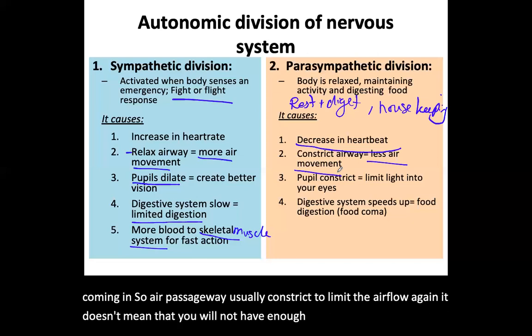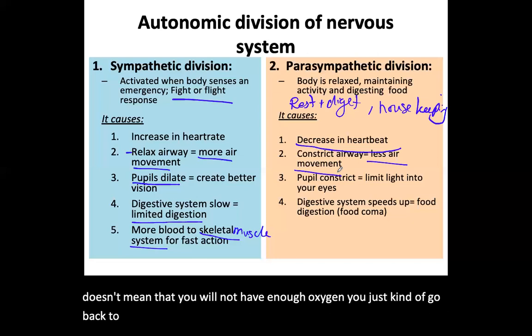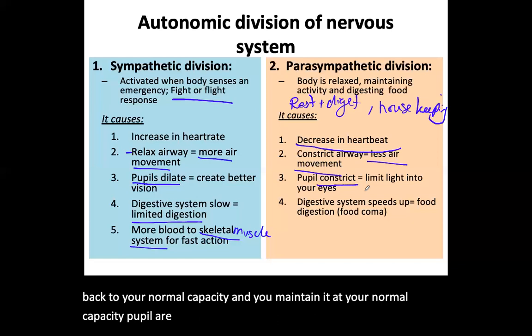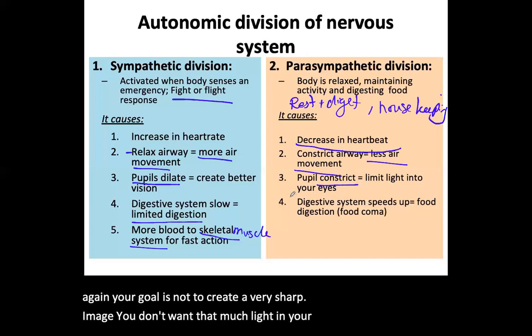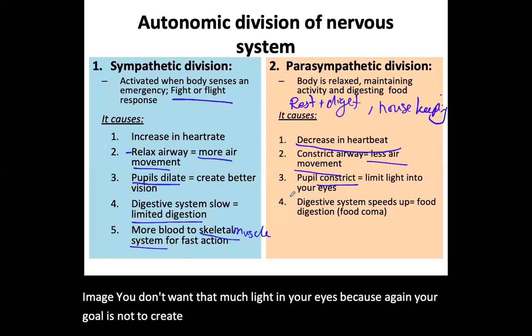You just kind of go back to your normal capacity and you maintain it at your normal capacity. Pupils are typically constricted when you are relaxed because, again, your goal is not to create a very sharp image. You don't want that much light in your eyes because, again, your goal is not to create the best image and be very alert or aware of your environment.